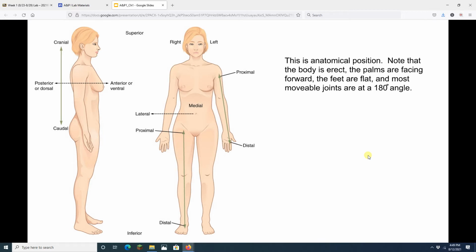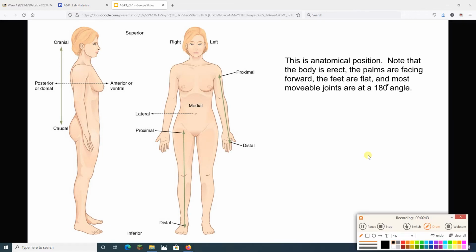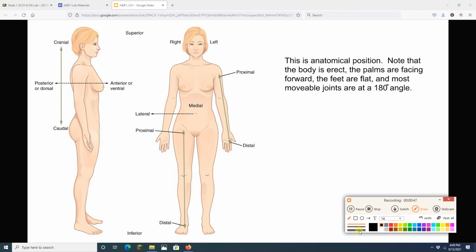So, without further ado, here is a person. We have a human person right here, don't we? And this human person is standing in what is called anatomical position. So the way she is positioned right now is known as anatomical position.